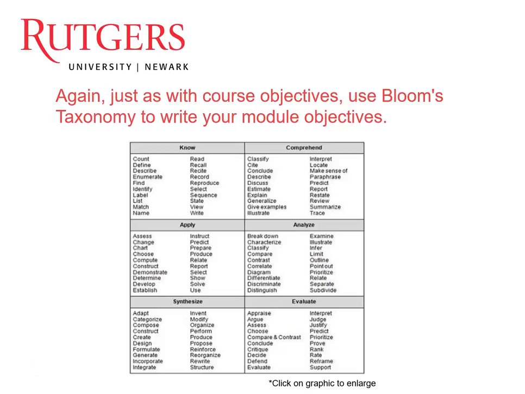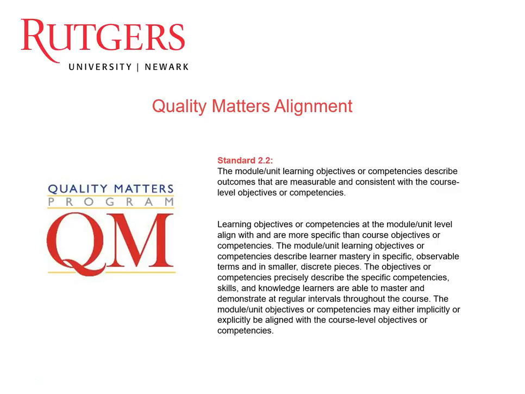And of course, we're going to be using Bloom's taxonomy to write our module objectives just as much as we did for the course objectives. And how does this align with Quality Matters? Quality Matters Standard 2.2 is asking for alignment of your module learning objectives and also making sure that it is aligned with your assessments and the different assignments that you're giving your students.